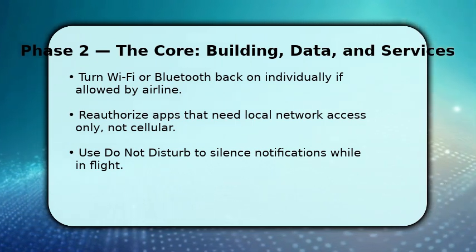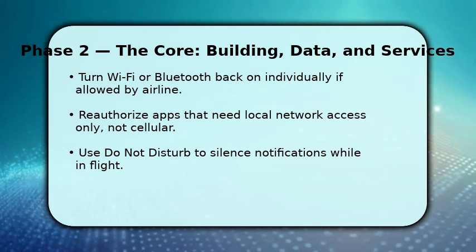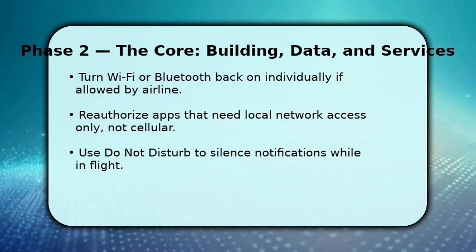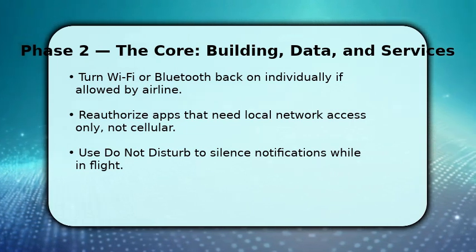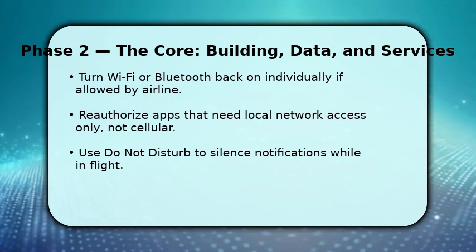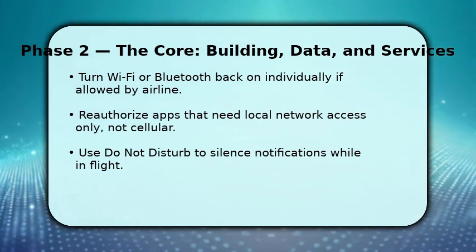You do this because flight mode blocks cellular, but permits approved local connections, which keeps you airplane compliant and connected to in-flight entertainment. Make sure to limit app permissions to local networks only, and enable Do Not Disturb so notifications don't chime. This avoids distracting others and conserves battery while you use permitted features.